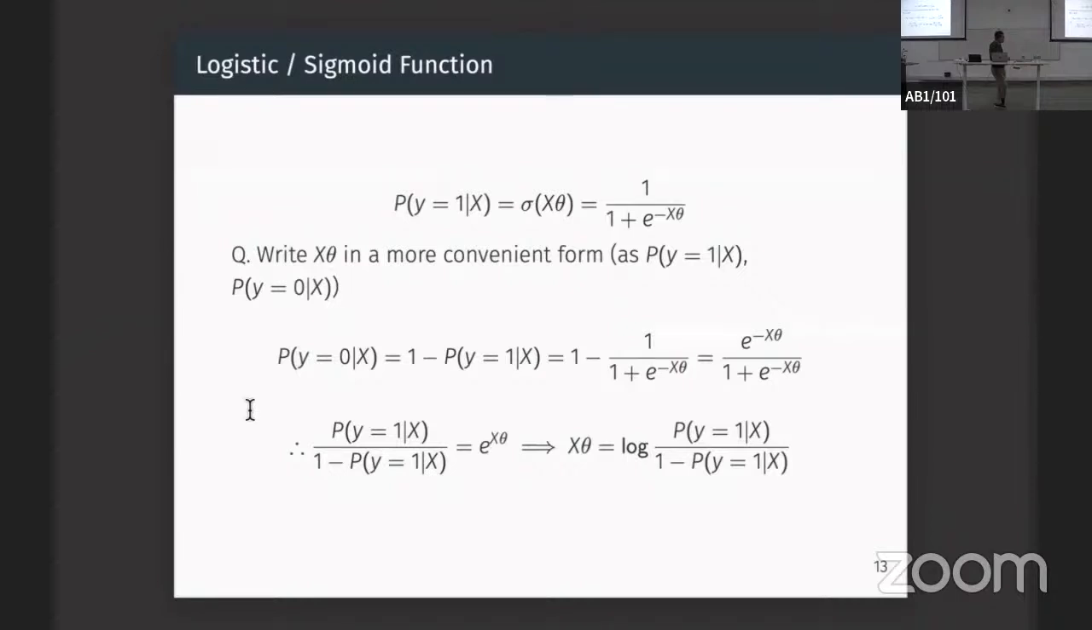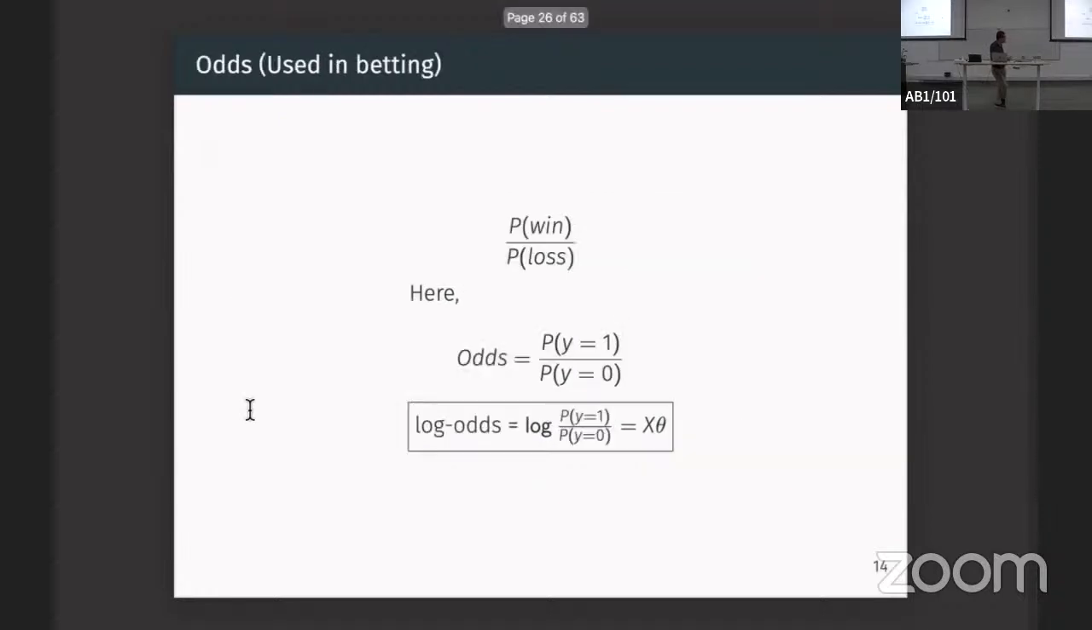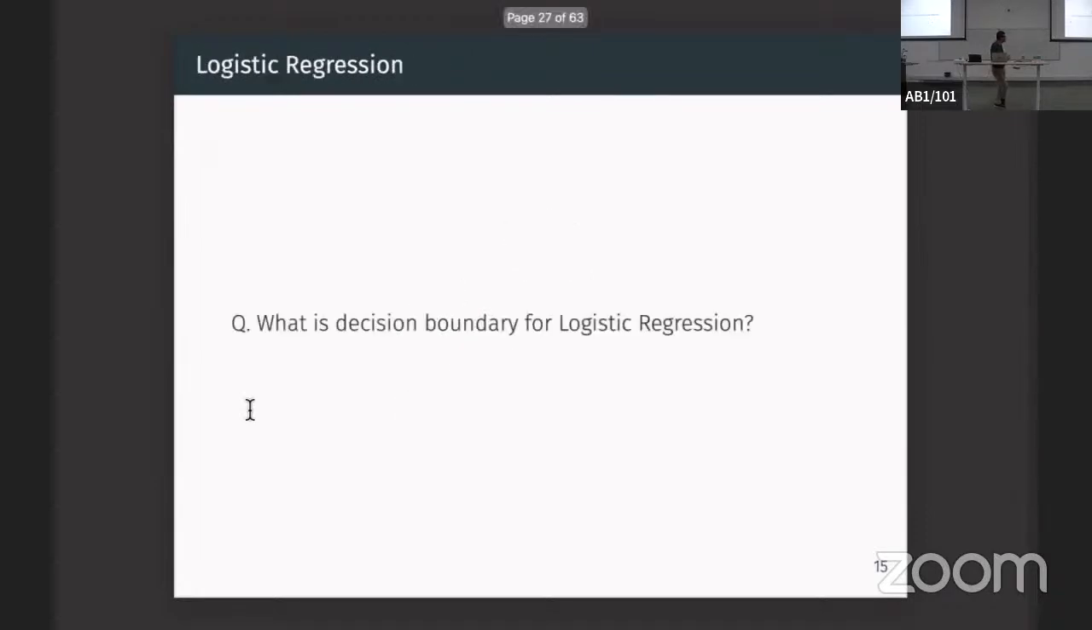Right. So previously we had y hat equal to x theta. Now we have log of p of y1 divided by p of y0 is equal to x theta. So this is also known as log odds. Anyone who has done betting, who plans to do betting, I don't suggest you do, but in betting, these are the terms to use. Odds. What are the odds of someone winning the match? So log odds is x theta in logistic regression.